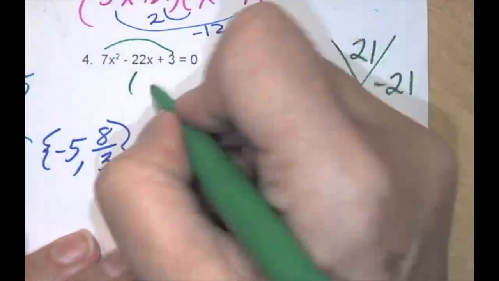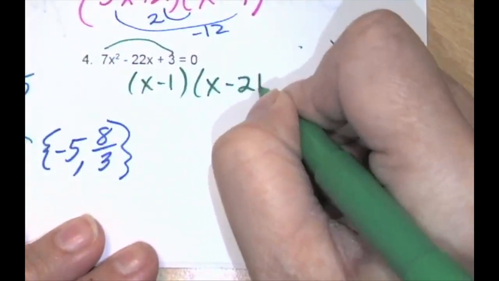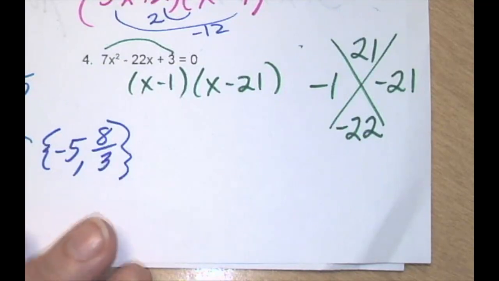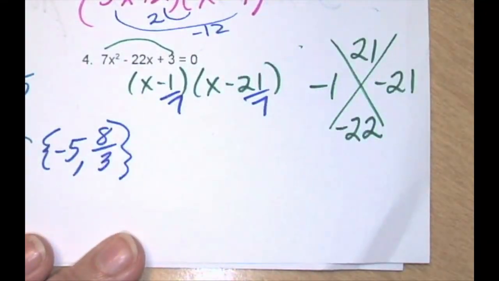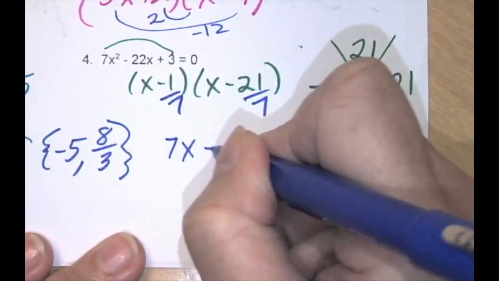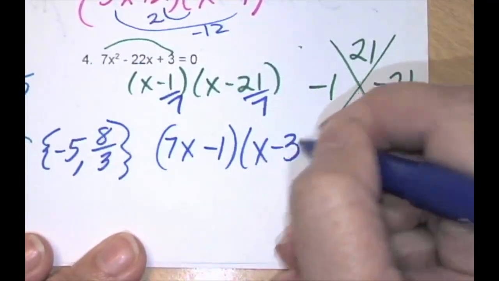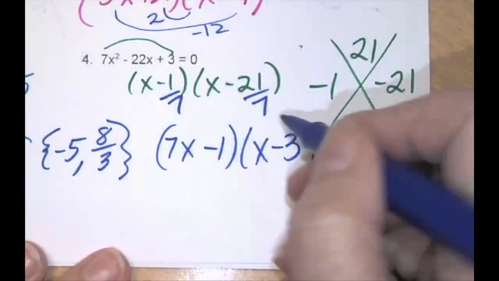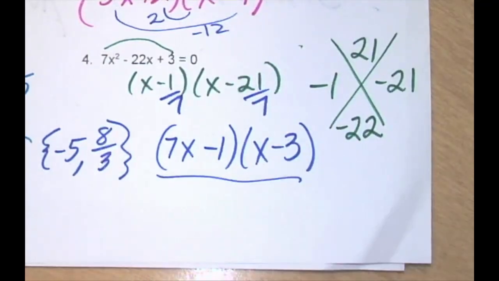So let's pretend those are our answers. Our factors, x minus 1, x minus 21. Divide by the 7. Because I've multiplied by it, I've got to get it back out. 7x minus 1, because that doesn't reduce. This one does, x minus 3. Now this would be the factors.